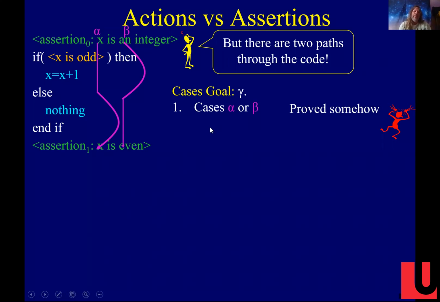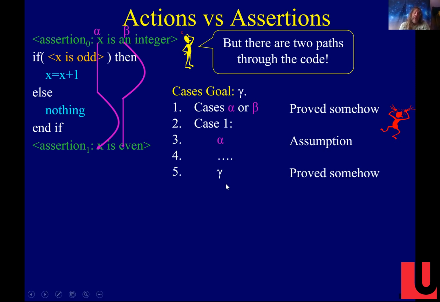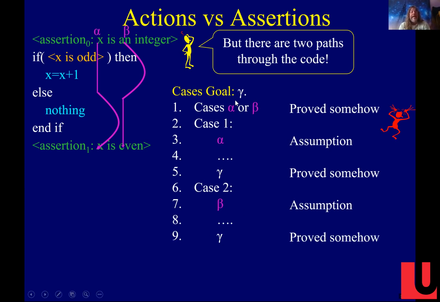And then what do we do for the first? We say now we're doing the first case. In the first case, you assume alpha is true, because that's the case you're doing. Knowing alpha is true, you go ahead and prove gamma. Then you say case two. In case two, you assume beta is true because that's the case, and you go ahead and prove gamma. Now what can we conclude? Either alpha is true or beta is true, and either way, we get gamma. So we say, proof by cases, we can conclude that gamma is true.